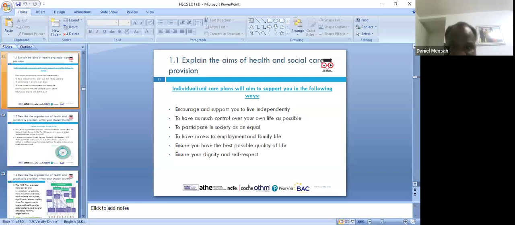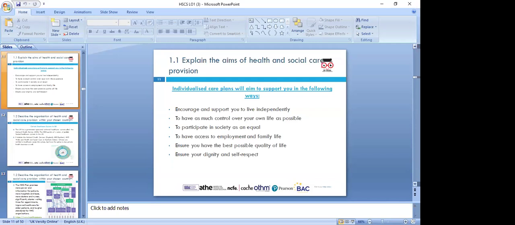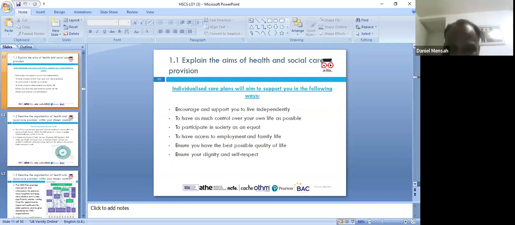Okay. And in personal care, what we seek to do, like I've explained earlier, now I'm going to move very fast, is to encourage and support people to live independently. That's what we do. You have as much control over your life as possible. We enable people to participate in society as equals, to have access to employment and family life, ensure you have the best possible quality of life, and ensure you have dignity and self-respect. That is very key. Dignity and self-respect.